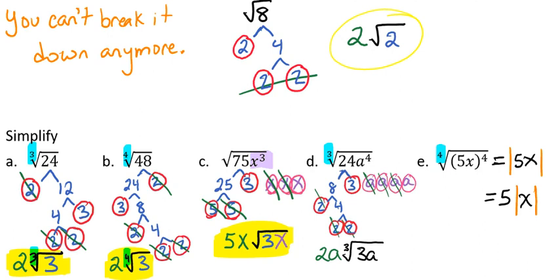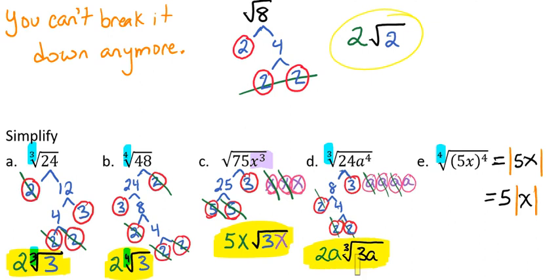So for D, I got 2a times the cubed root of 3a. I broke down my 24 and I found that I had 3 2's. So I brought out one group of 2's. And I found that I also had 3 a's. So I was able to bring out one group of a's. But I was left with a 3 left over and an a left over. And so those had to go inside of the cubed root sign.